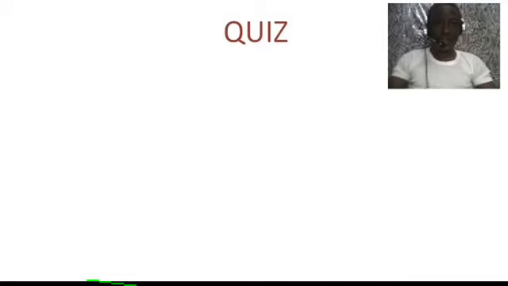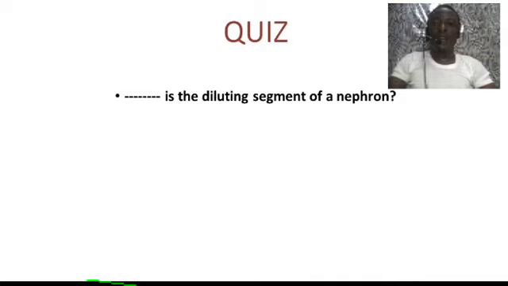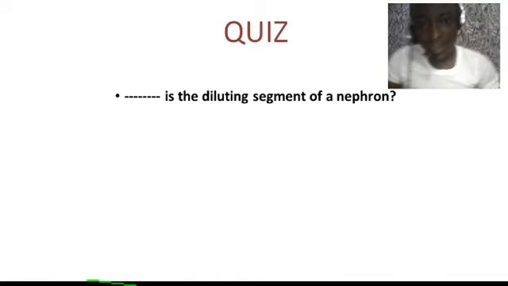We have come to the end of today's lecture, and normally I give quizzes or assignments after my lectures. So I'll just give you a little quiz to do. The first one is: dash is the diluting segment of a nephron. So you just fill in the gap. Dash is the diluting segment of a nephron.